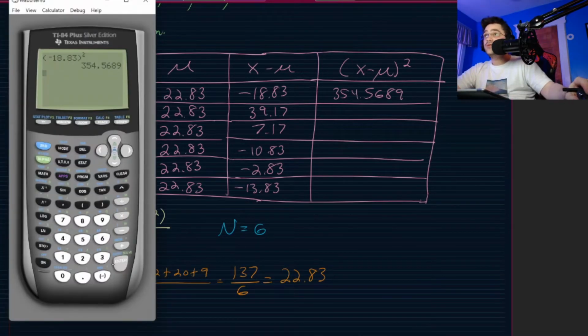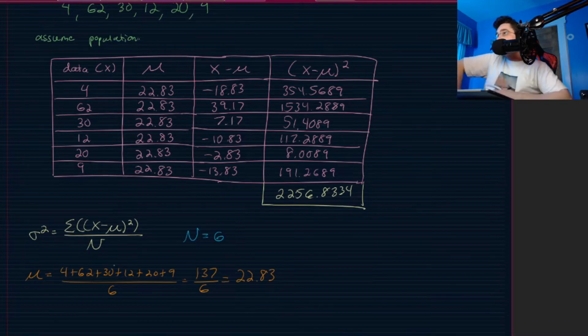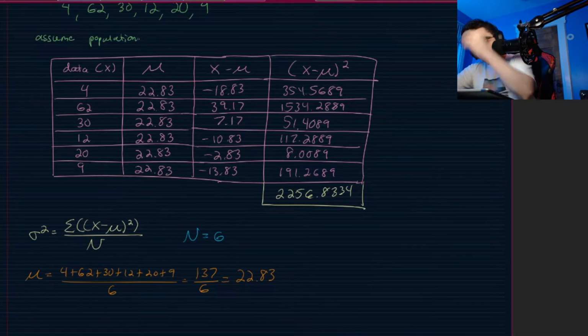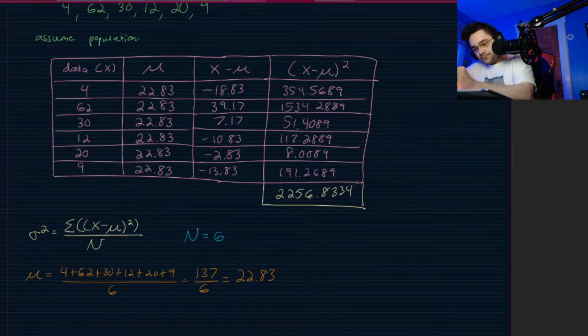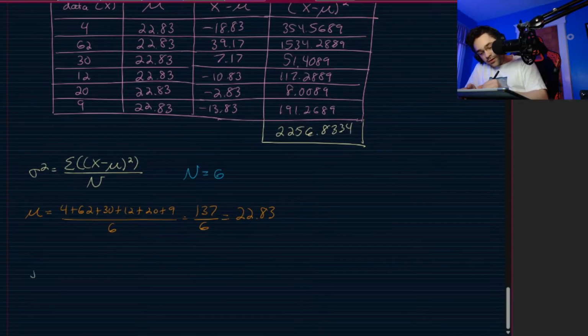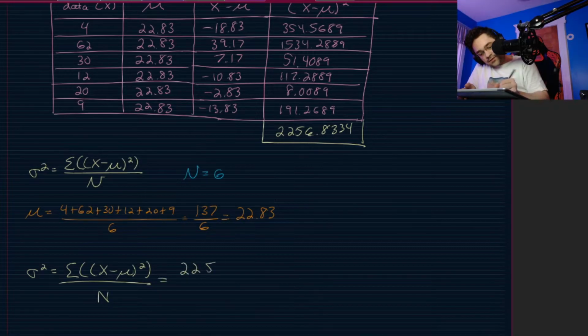Let me pause and finish the rest of these. Okay, so I'm done doing all the values of x minus mu squared. I'm just squaring this column and then writing it down in the next column. And then here in this yellow box, I've got the sum of all of those. Remember, that's the numerator of our sigma squared formula. So let me go ahead and we can find sigma squared now, right? It's the sum of all the x minus mu's squared over n. So we get this 2256.8334 value.